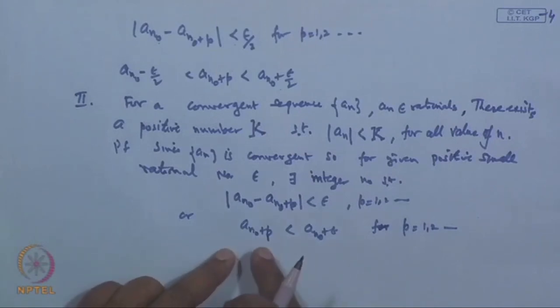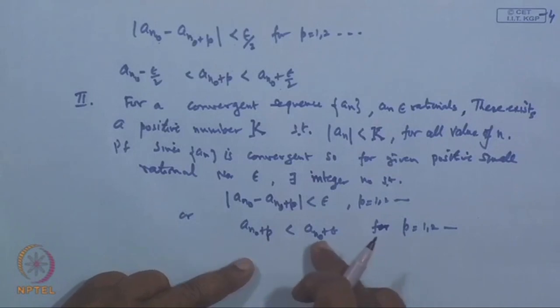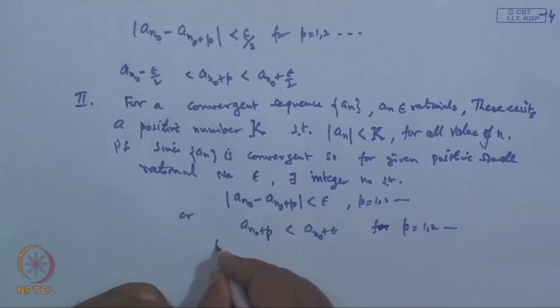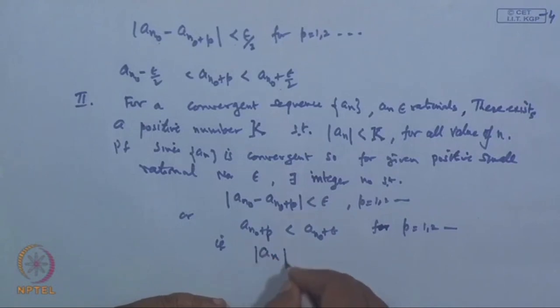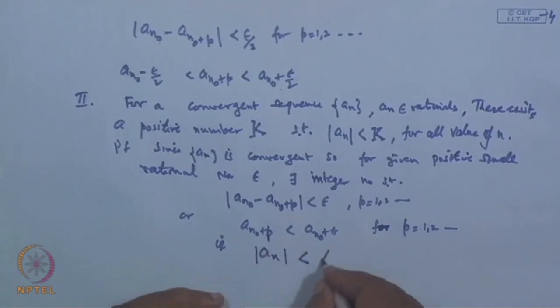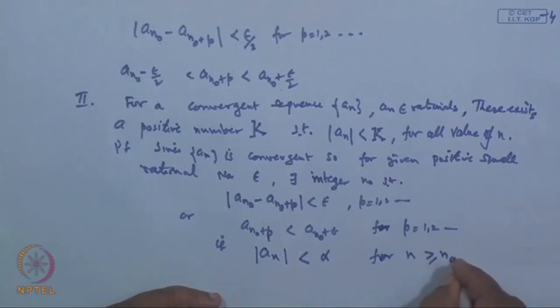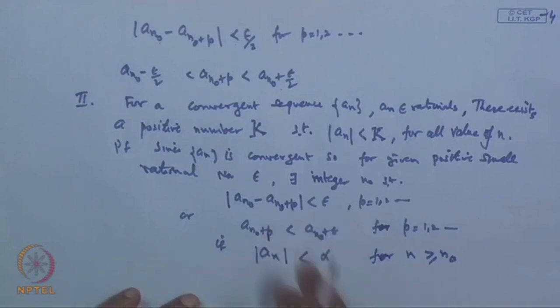It means the terms are less than this number, because a n naught is fixed now. So, a n naught plus epsilon is fixed. So, this implies that all terms a n will remain less than a number alpha, for all n greater than or equal to n naught, is it not? Because all these terms are like this.